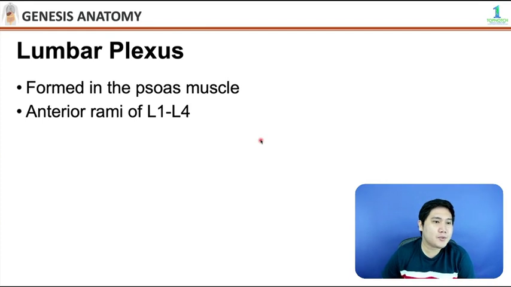Now let's go to the plexus that is located in your abdomen, your lumbar plexus. It is formed in front of your psoas muscle. And again, as we said earlier, a plexus will be formed by the anterior ramus or ventral ramus. This time, your lumbar plexus is L1 to L4.